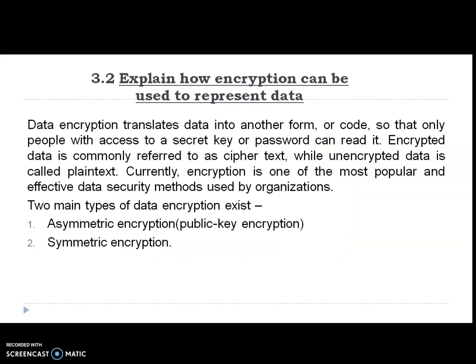Explain how encryption can be used to represent data. Data encryption translates data into another form or code so that only people with access to a secret key or password can read it. Encrypted data is commonly referred to as cipher text, while unencrypted data is called plain text. Currently, encryption is one of the most popular and effective data security methods used by organizations. Two main types of data encryption exist: asymmetric encryption, public key encryption, and symmetric encryption.